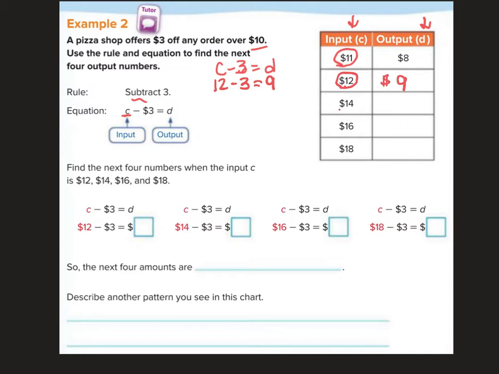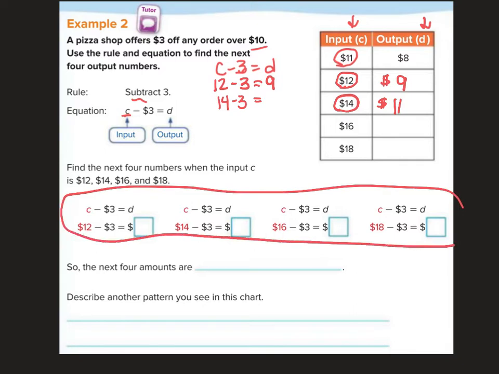Okay, let's replace it with a 14. 14 minus 3 gives us $11. Next our term is 16. 16 minus 3 is $13. And instead of a C, we're replacing it with our next term, right? These are all C's. We can change the C that we're putting in there. We're putting in 18. 18 minus 3 is $15.